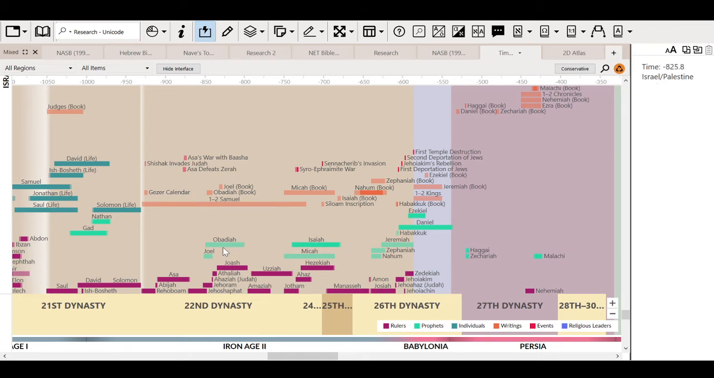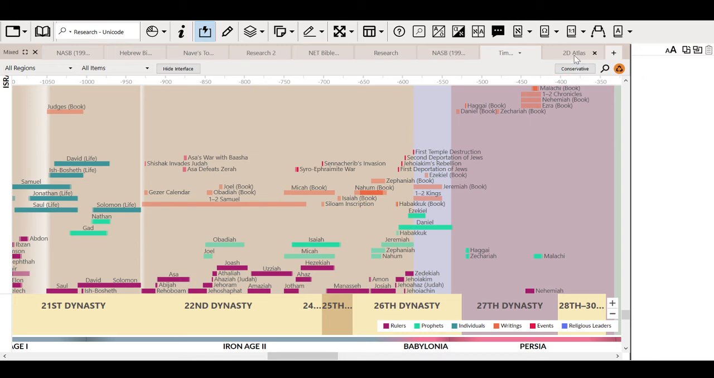Actually, I didn't know that Obadiah and Joel came first, right before Micah and Isaiah, Jeremiah, then Zephaniah and Nahum. And these are the three prophets who were during the post-exilic period: Haggai, Zechariah, and Malachi. So, yep, the timeline is interesting. It's very useful as well. That's what Accordance Bible can do.